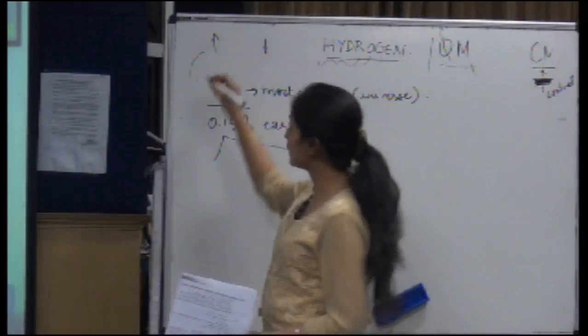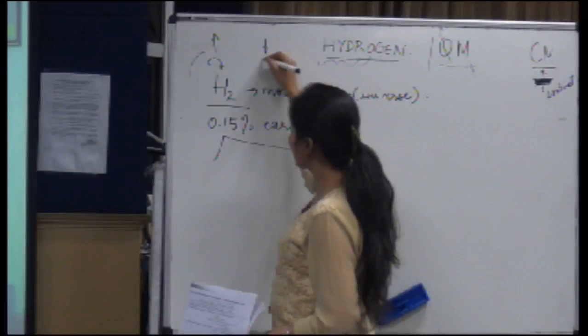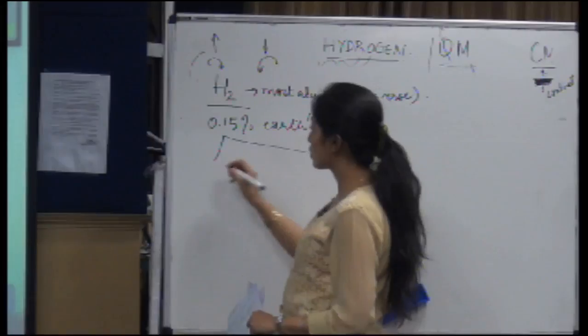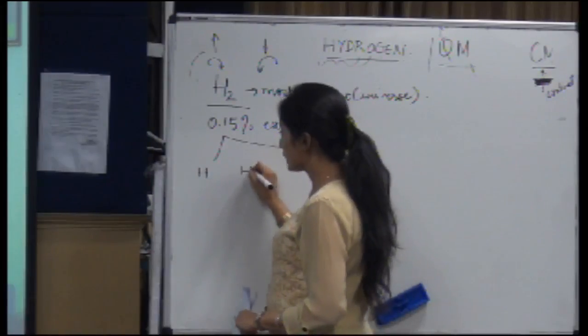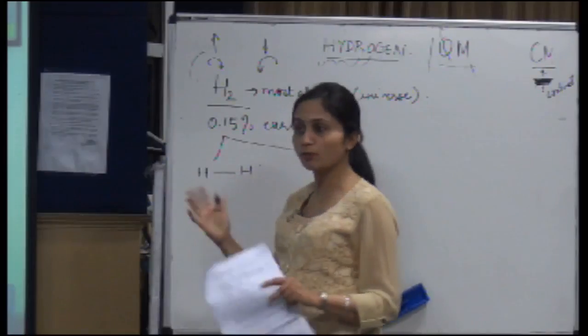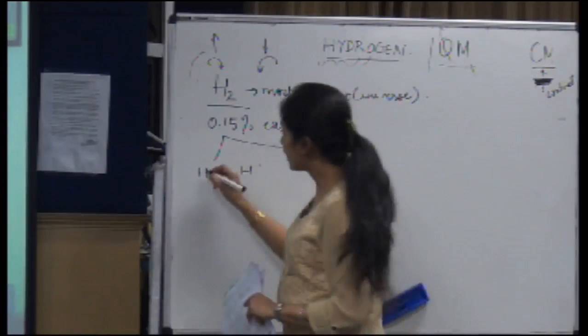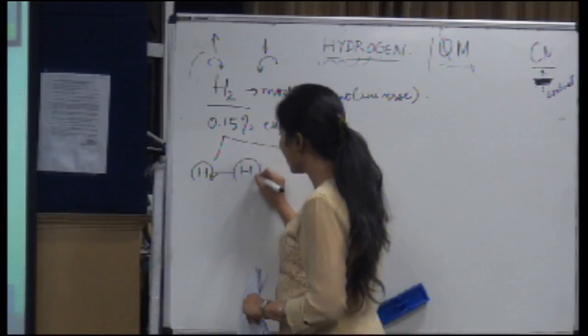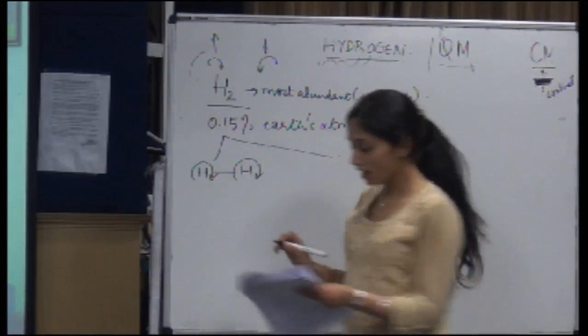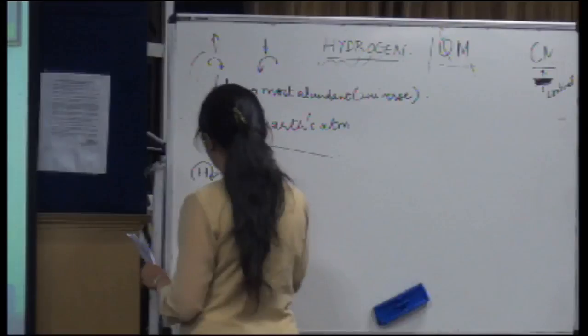It means it can either be clockwise or anti-clockwise, right? If I am talking about the H2 molecule, which is made up of two hydrogen atoms, and both the hydrogens have the same spin, then you call it ortho hydrogen.